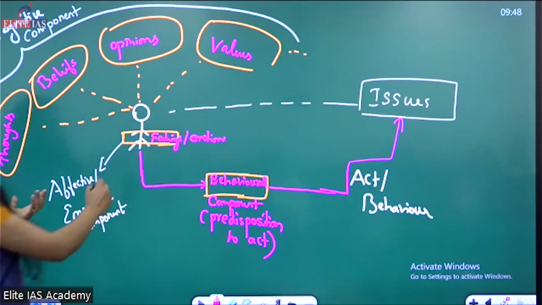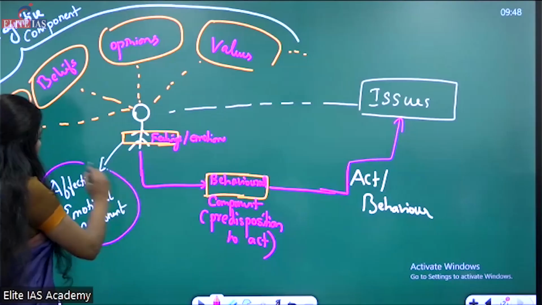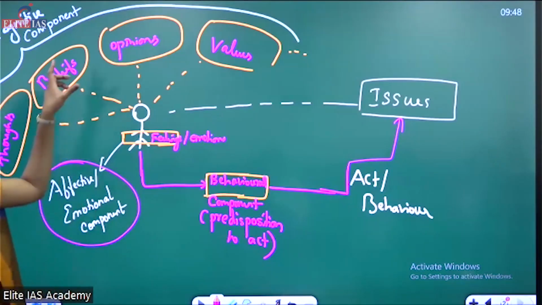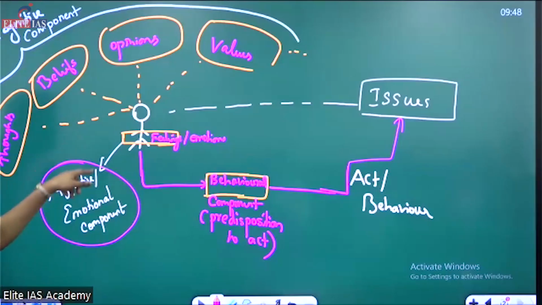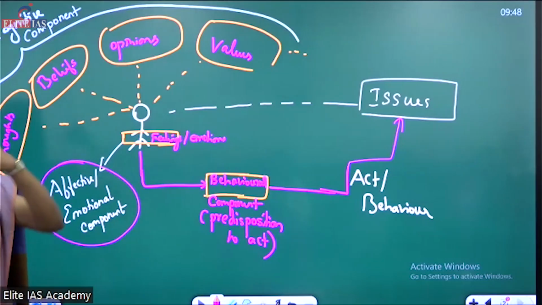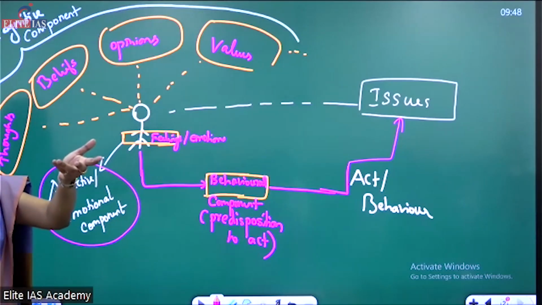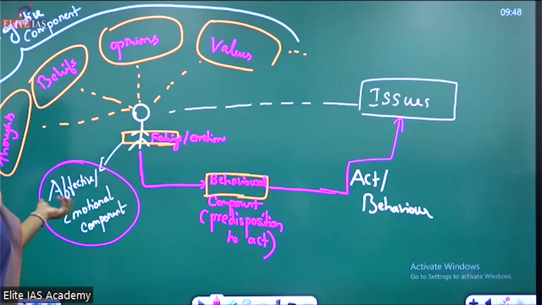Then the affective component or emotional component. It doesn't mean that it has to work in this order only. First, let me explain, then I will tell you. So the affective or emotional component is related to feelings or emotions. Sometimes our emotions may trigger some attitude towards something. Okay. So this is another component of attitude.